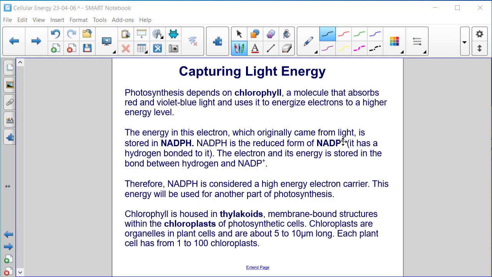The electron and its energy is stored in the bond between hydrogen and NADP+. Therefore, NADPH is considered a high-energy electron carrier. This energy will be used for another part of photosynthesis. Chlorophyll is housed in thylakoids, membrane-bound structures within the chloroplasts of photosynthetic cells. Chloroplasts are organelles in plant cells and are about 5 to 10 micrometers long. Each plant cell has from 1 to 100 chloroplasts.